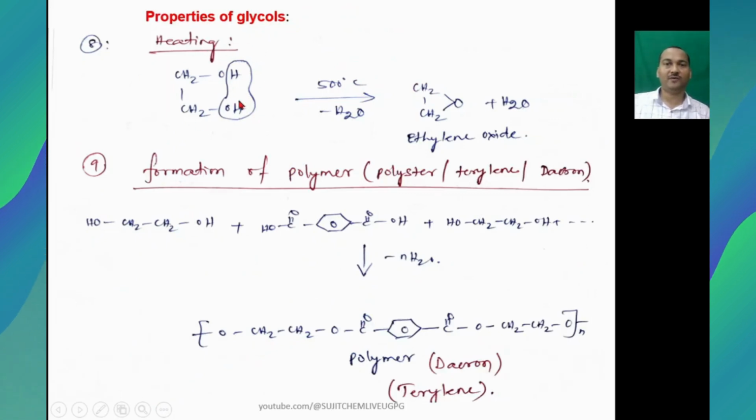Similarly, ethylene glycol upon heating at 500 degrees Celsius loses one molecule of water, giving rise to ethylene oxide, epoxide. Similarly, ethylene glycol can form polymer, just like terylene or dacron. So ethylene glycol can react with 1,4-dicarboxylic acid, giving rise to a polymer that is known as dacron.